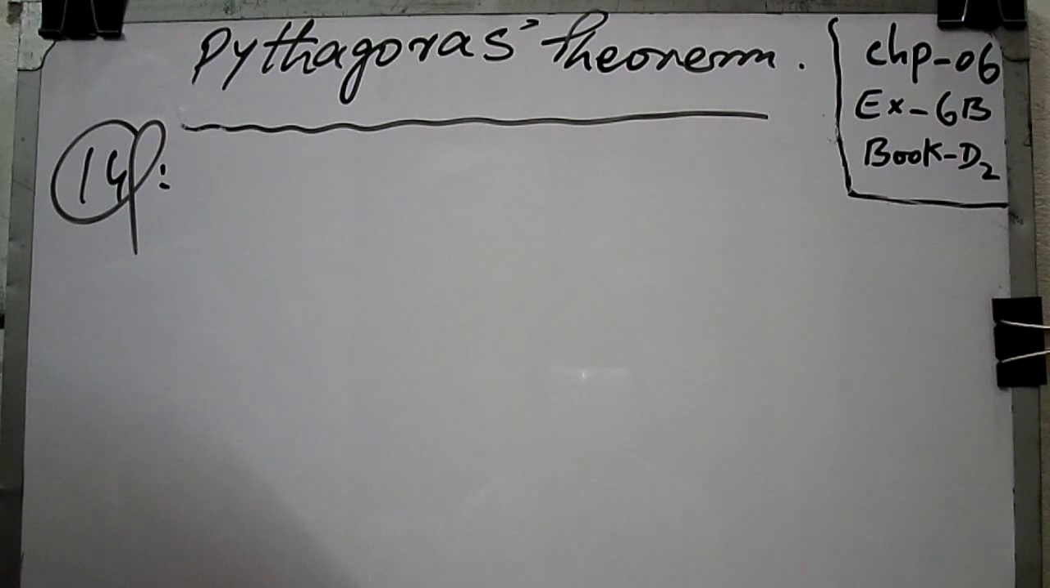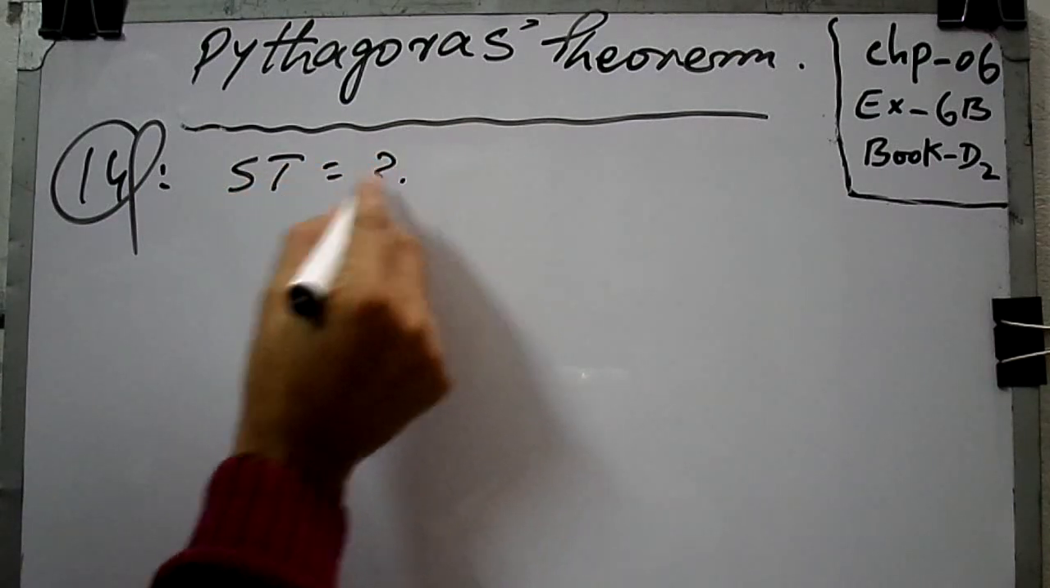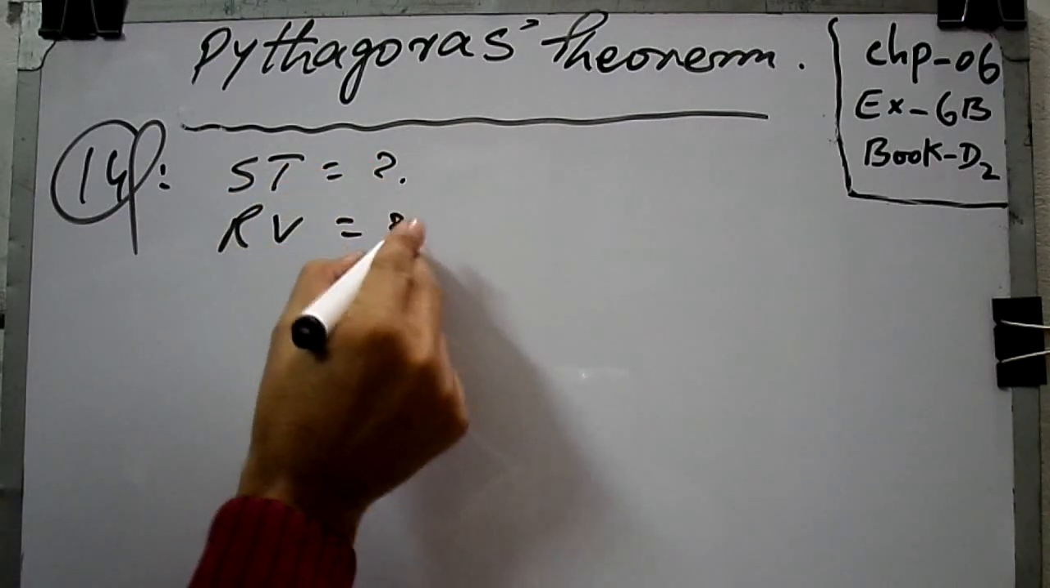In question number 14, read the statement. PQRS is a rectangle in which PQ is 9 centimeter and PS is equal to 6 centimeter. T is a point on PQ such that PT is 7 and RV is the perpendicular from R to ST. Calculate ST and RV. So it means we have to find ST and RV.